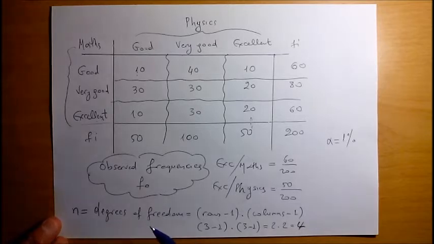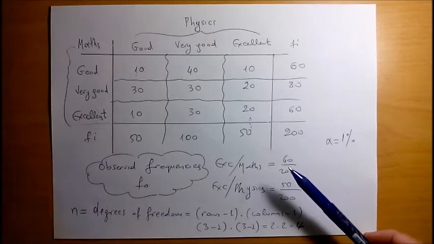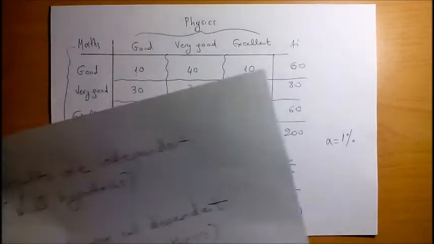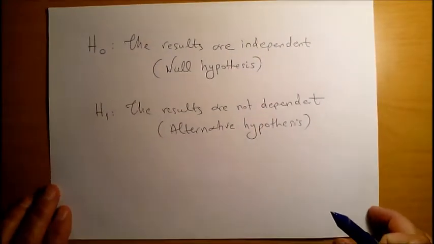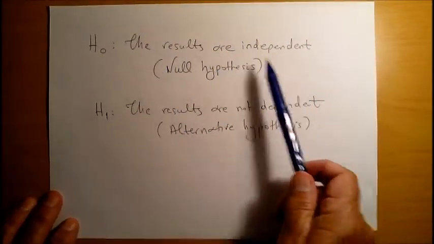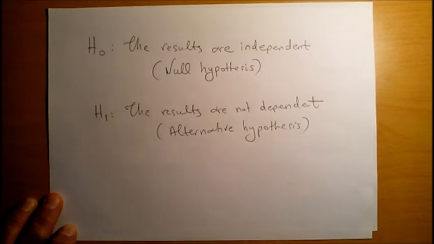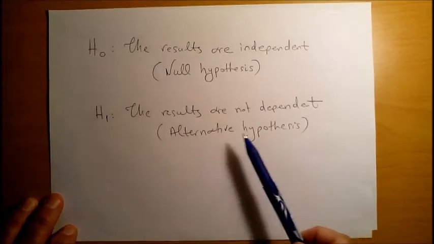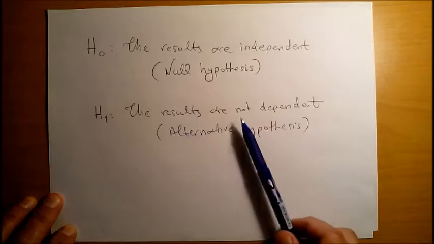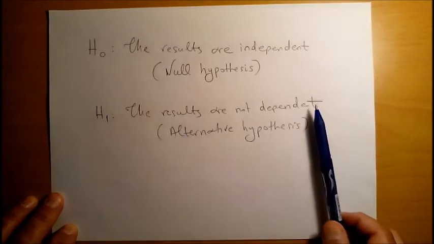And the degrees of freedom for this table, as you probably know from theory, is rows minus 1 times columns minus 1, which is 3 minus 1 times 3 minus 1, which is 2 times 2 equals 4. So now we have our null hypothesis, H naught: the results are independent. And we also have H1, our alternative hypothesis: the results are not independent.